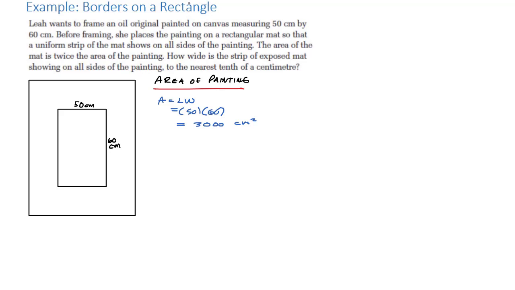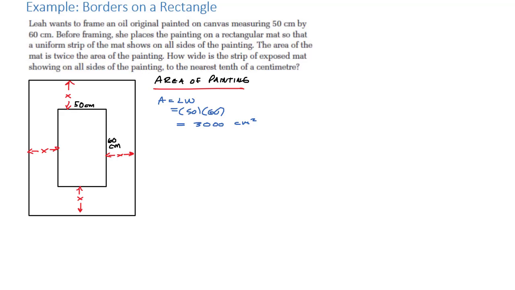We got that. Let's see what else they're giving us here. Before she placed the painting on the rectangular mat, she wants a uniform strip. So these questions always have the idea of there's this uniform strip going around the outside, whether it's the border around a pool, the border around the painting, the border around something. And in every one of these, I'm just going to use X to represent that. So uniform meaning all sides, it's the same thing, right? Okay, so it's X.